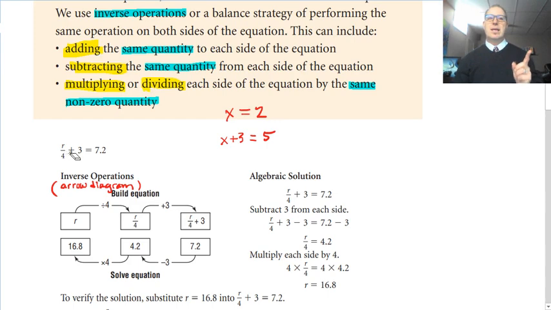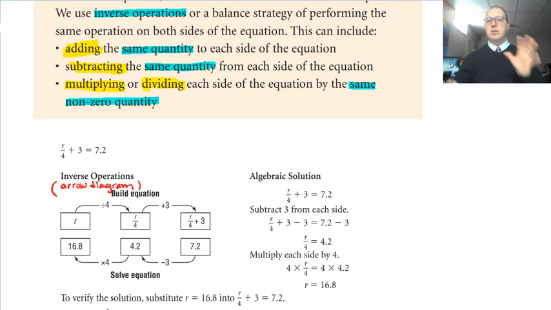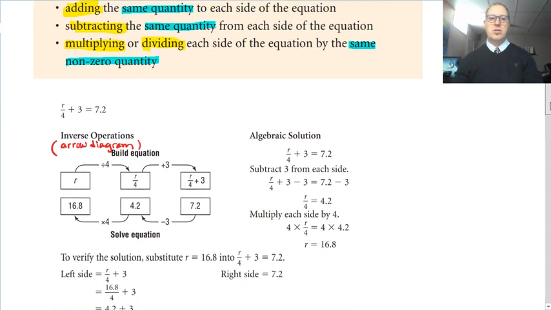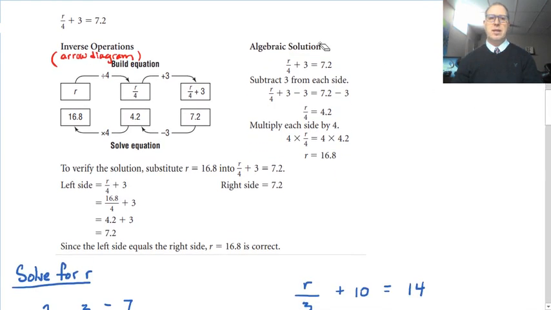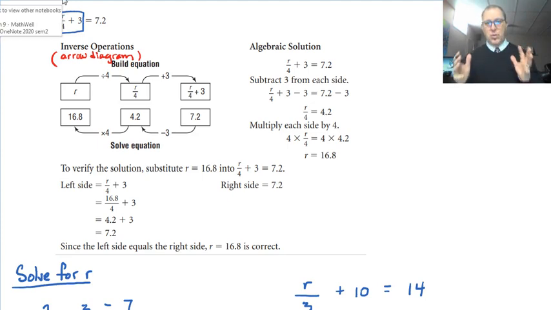Now, how do we get r by itself? Well, that's where the inverse operations come in. It basically means opposite. Let me just explain. Maybe your teacher explained this to you this way, maybe not. But let me show you using the arrow diagram how the left side of this equation was built. If we know how it was built, we know how to take it apart. That's the whole thing there.